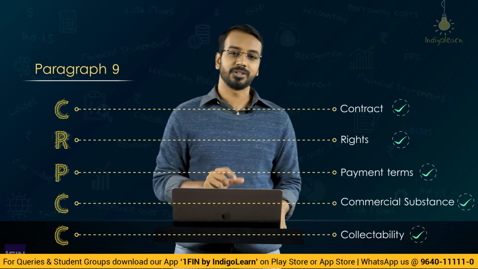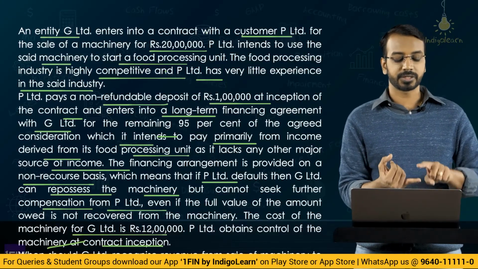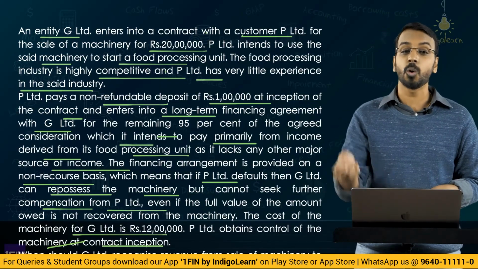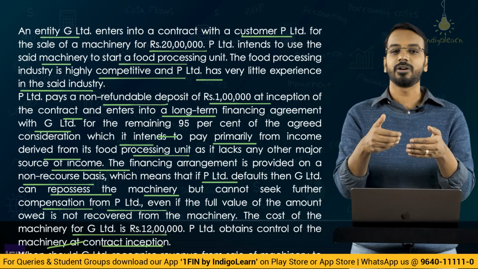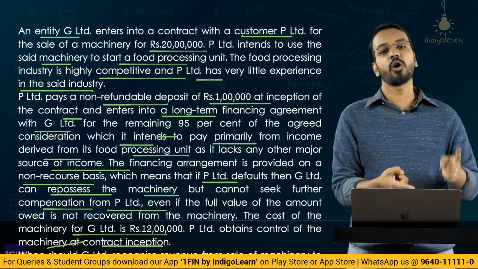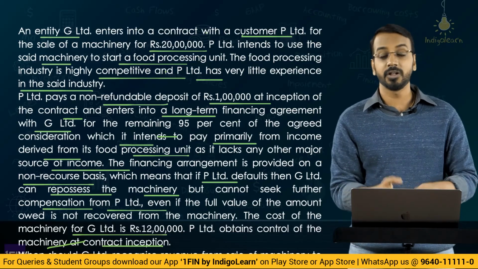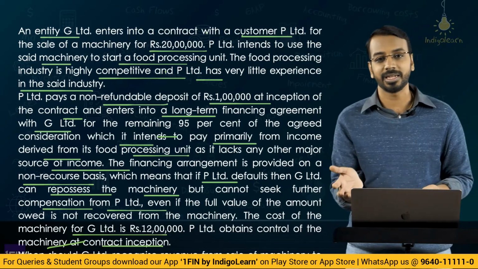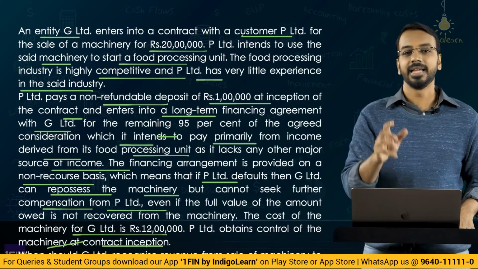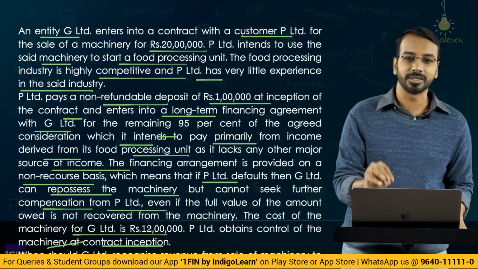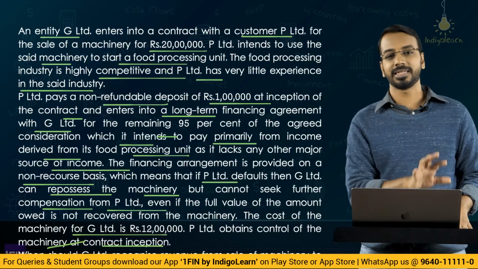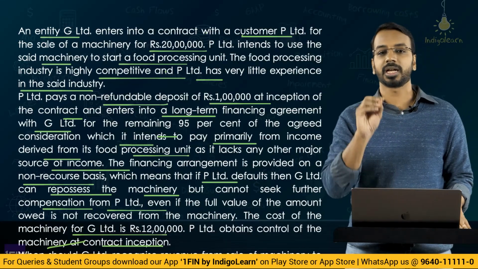those goods and services. So, now here if you look at the facts of the case, first the industry is competitive, P Limited does not have experience, and P Limited wants to pay the amount out of the proceeds that it generates by running that food processing unit. It doesn't have experience, so how much it will generate we don't know. And even if it defaults, the entity will get back the machine. It will not get back any further consideration from the customer. And hence, here we can say that the last criteria, that is related to consideration, is not being met, and hence the entity will not be able to recognize revenue. So, G Limited will not be able to recognize revenue.